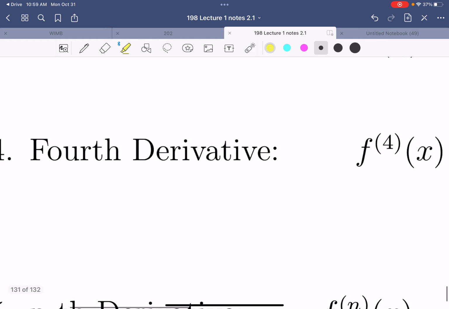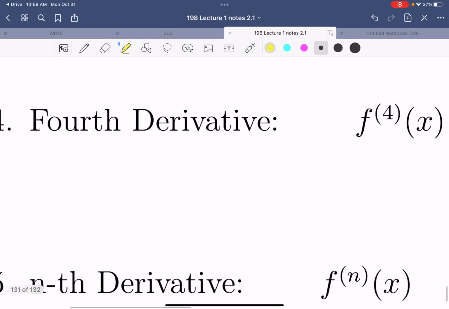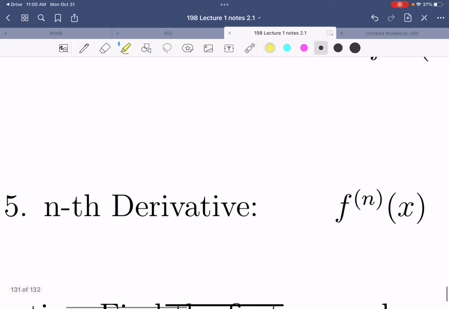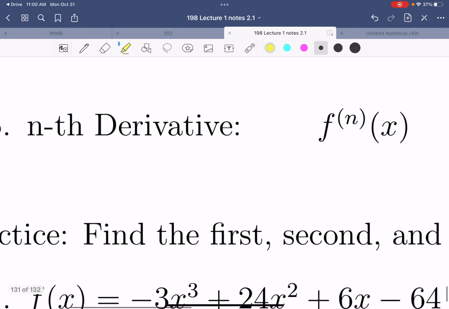Once we get to the fourth derivative, we stop using primes because we don't want it to take up too much space, and we just put a 4 in parentheses within the function notation. Which means that the nth derivative, meaning pick a number, is f of n, as an exponent with parentheses.